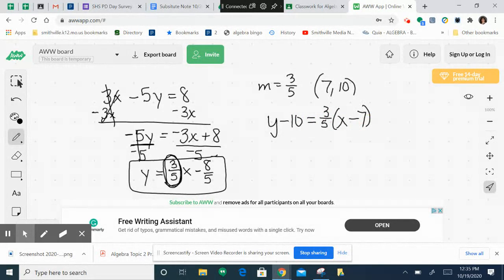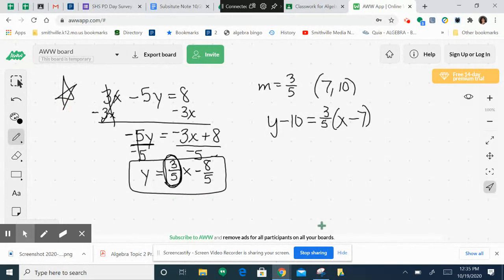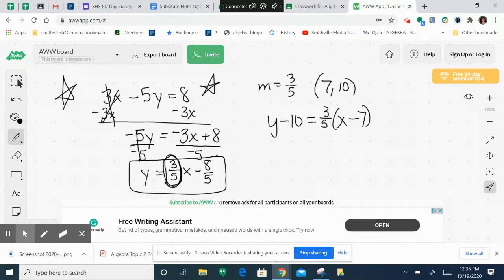Patrick, I hope that helps. I think this is the portion you were asking me about: how do I get from standard form to slope-intercept form?